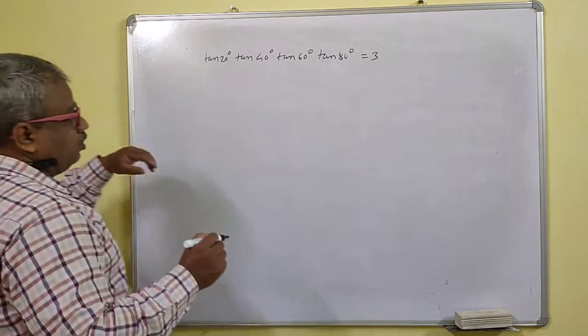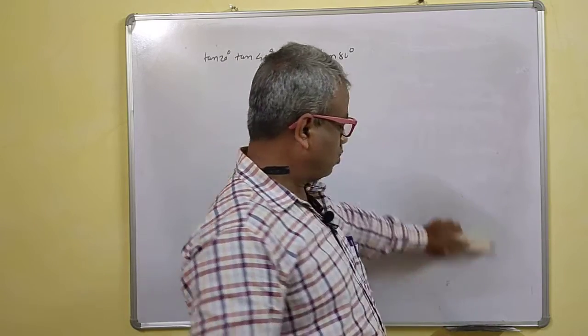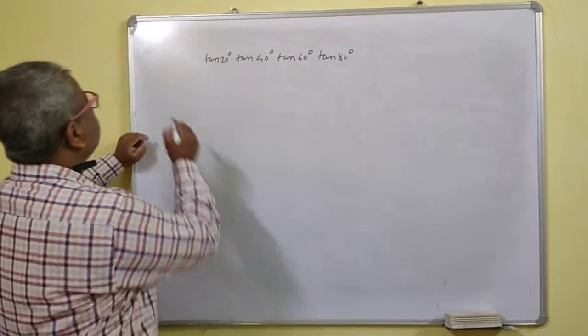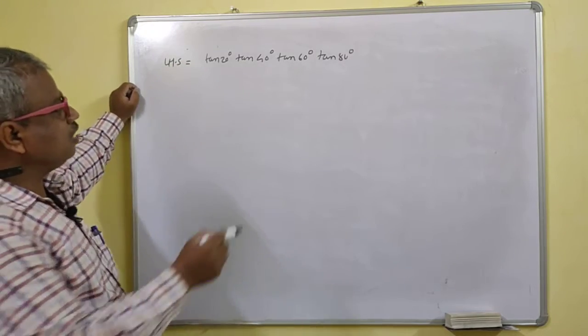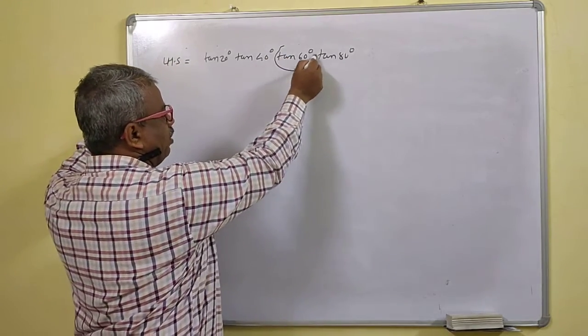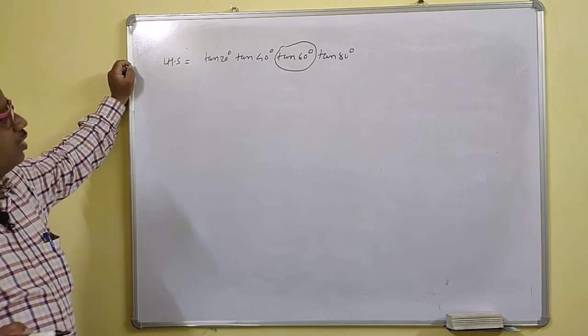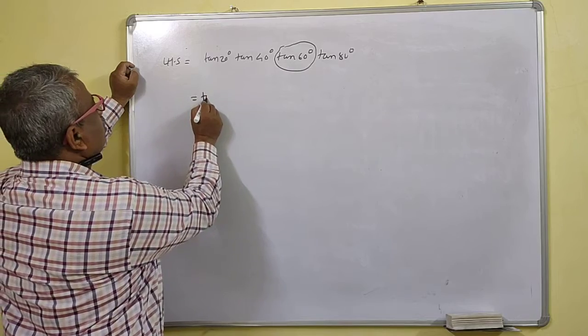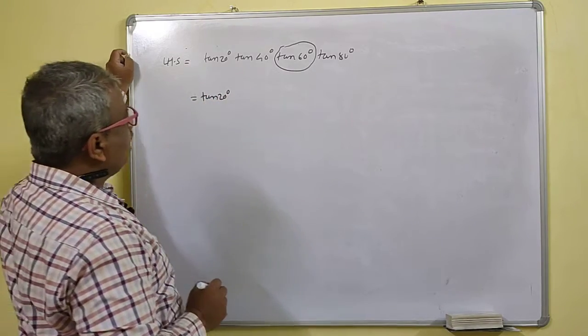Okay, solution. We'll take LHS. Now see, this tan 60 degree, we have the value of tan 60 degree. We'll apply that directly. Right? Okay, so this is what then? Tan 20 degree. How can we write this?